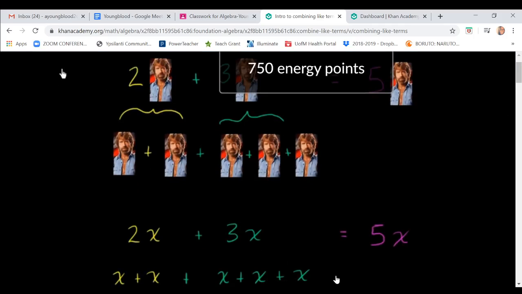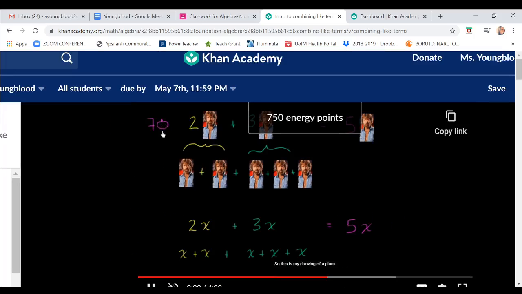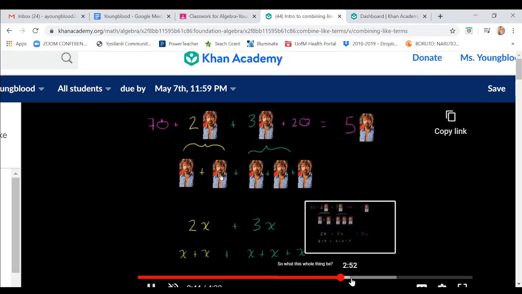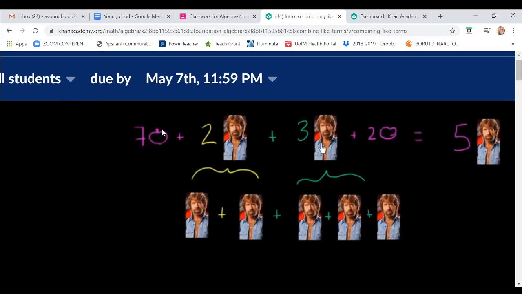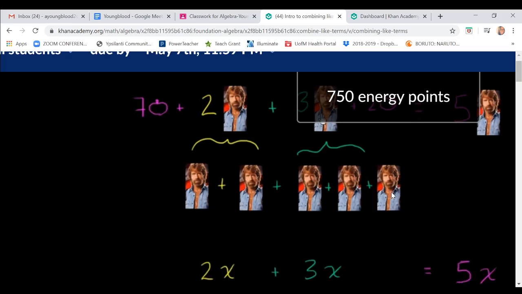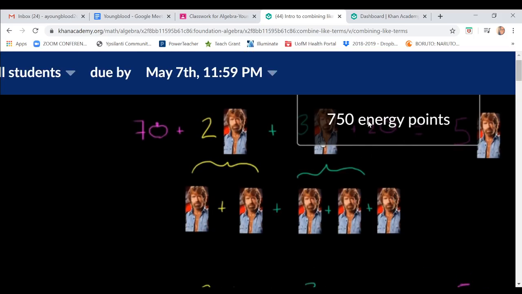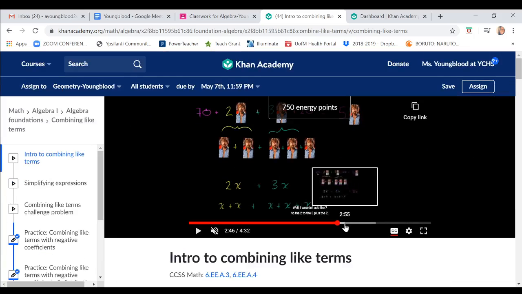So let's see. Fast forward a little bit. So now he's using the example of plums. So he drew these ugly little plums here. He says if you have 7 plums and 2 plums, I know it got covered by my energy sign, but right here it says he has 2 plums. We know we can't combine the number of plums with the number of Chuck Norrises, right? So we already know we have 5 Chuck Norrises, and then he's going to go ahead and combine the plums.